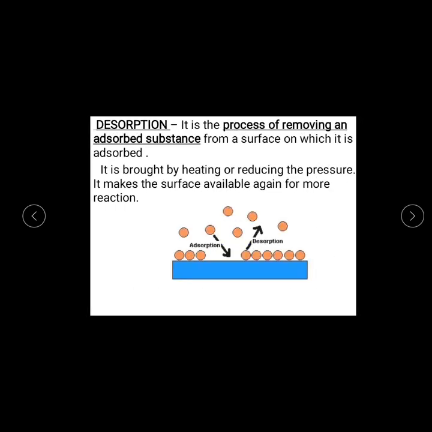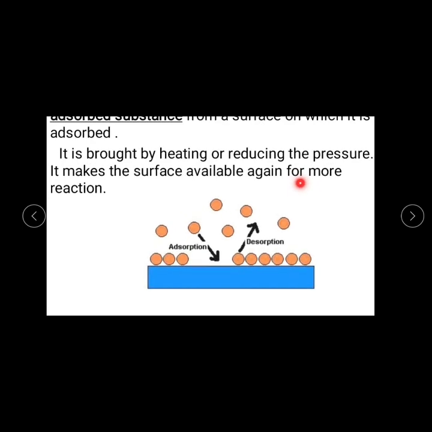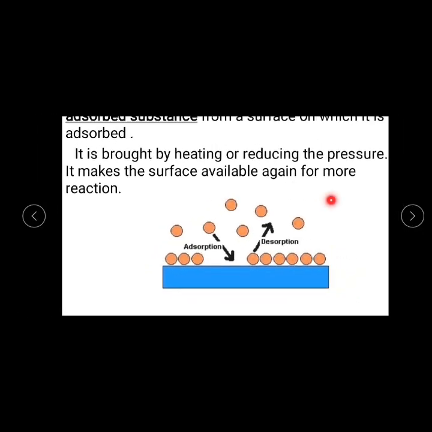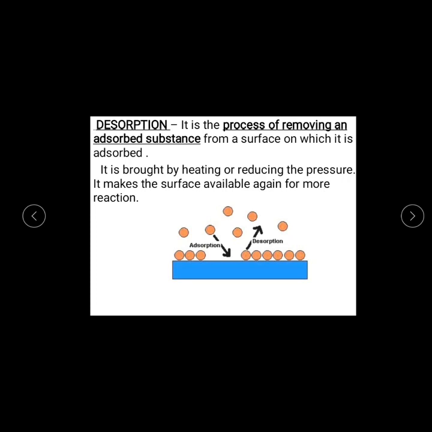Next term is desorption. Now, from the picture it is clear that desorption is the opposite of adsorption. It is the reverse of adsorption. So, it is the process of removing an adsorbed substance. Now, how can we bring about desorption? It is brought about by heating or by reducing the pressure. And it is useful because it makes a surface available again for more adsorption or reaction.